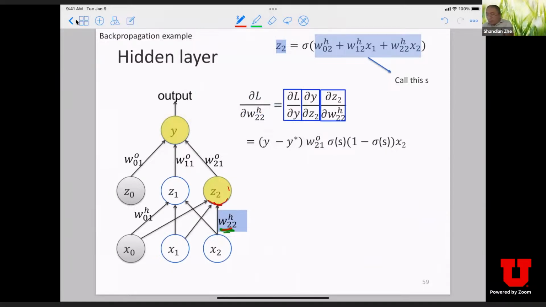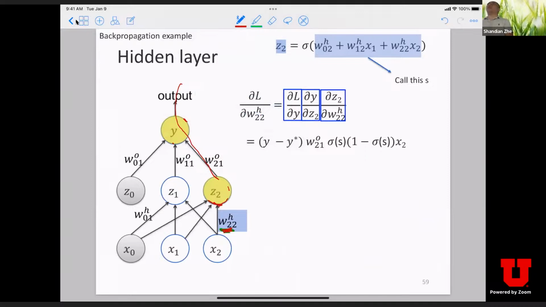Yellow shaded one. Then we just look at all the paths starting from Z2 and arriving at the output neuron Y. Then to compute partial L over this edge weight, we multiply the partial derivatives along each path and add them together. Because in this case, from Z2 to Y, there's only one path, we only need to multiply the partial derivative along that path, and then multiply with partial Z2 over partial W2H. You get a result.